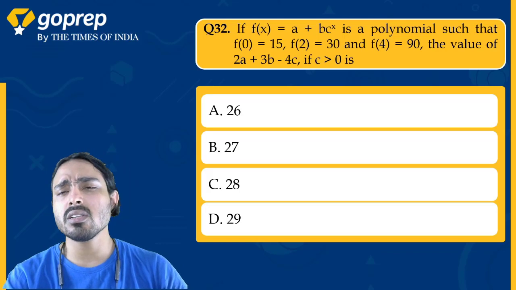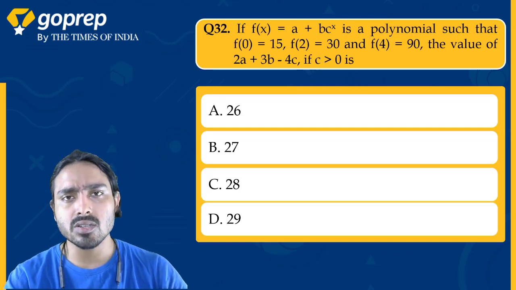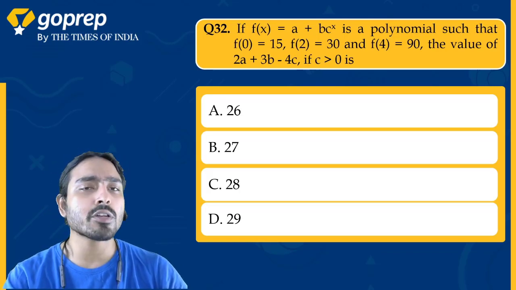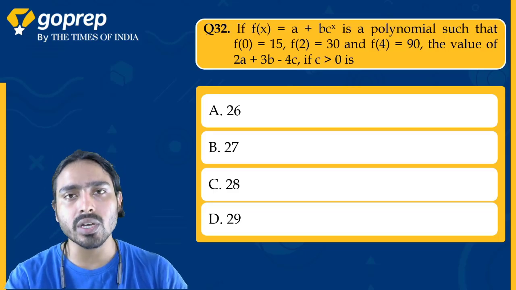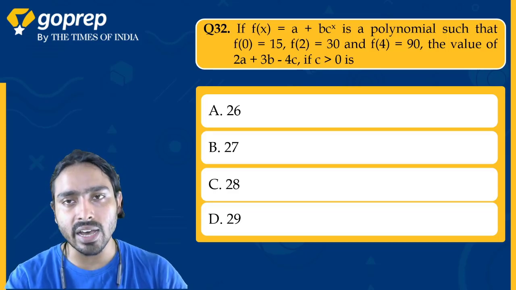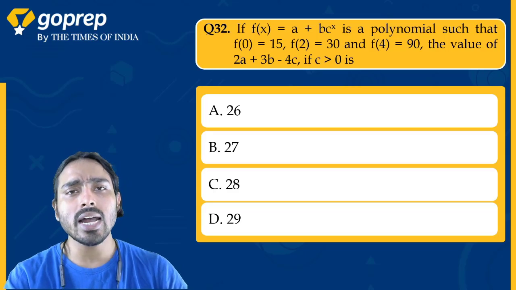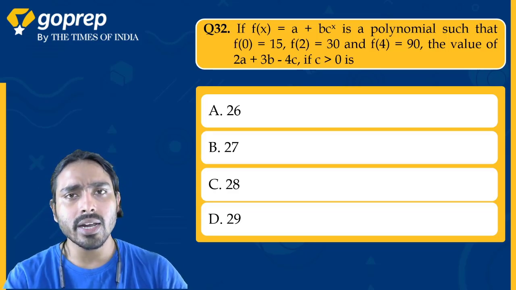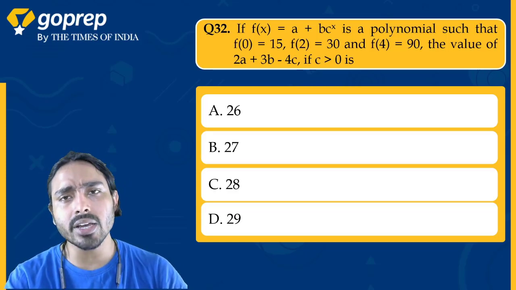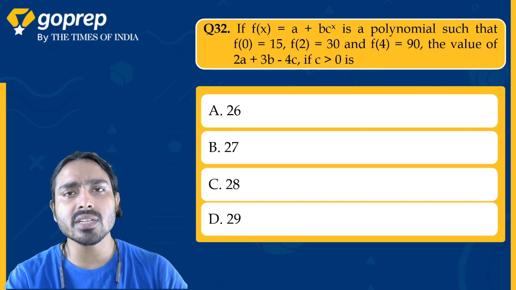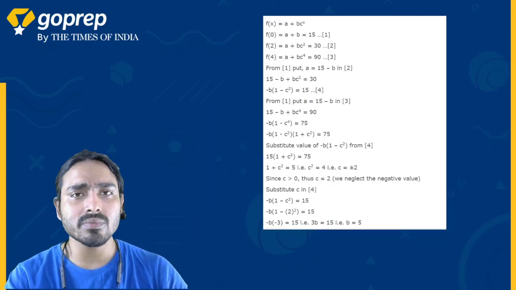In this question also, this is a very calculative question, I say. If you have got f0, you have to replace x with 0. If you have got f2, you have to replace x with 2. If you have got f4, you have to replace x with 4. Therefore, you will get 3 equations, and you have to solve them accordingly to find the value of A, B and C. So that's what we have done.